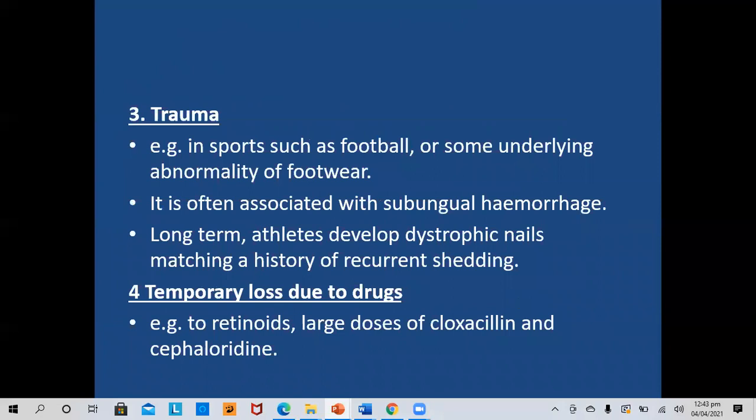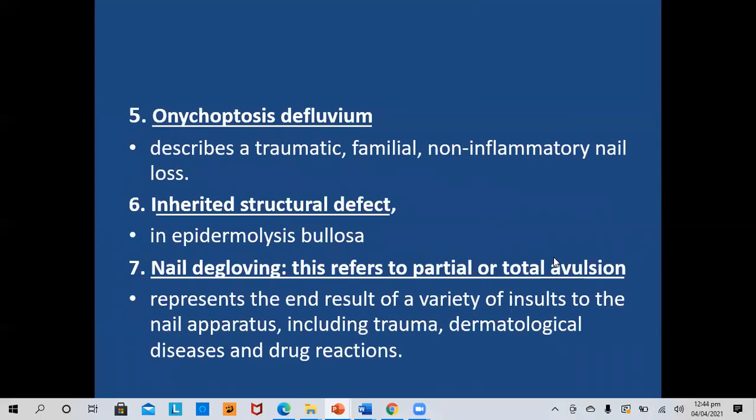Trauma, for example, sports like football. It is also associated with subungual hemorrhage. Long-term athletes develop dystrophic nails, matching the history of recurrent shedding. Then temporary loss of nail may occur because of drugs, such as retinoids, large doses of cloxacillin, and cephalosporins. Then onychoptosis defluvium. It is described as a traumatic, familial, non-inflammatory nail loss. An inherited structural defect that is seen in epidermolysis bullosa. Nail degloving refers to partial or total avulsion, which is an end result of several insults to the nail like trauma, dermatological diseases, and drug reactions.